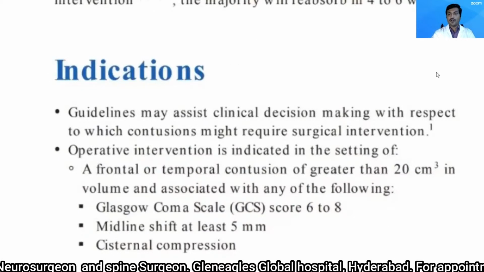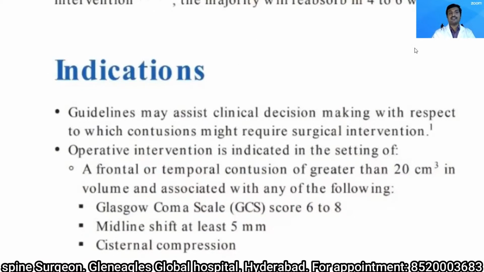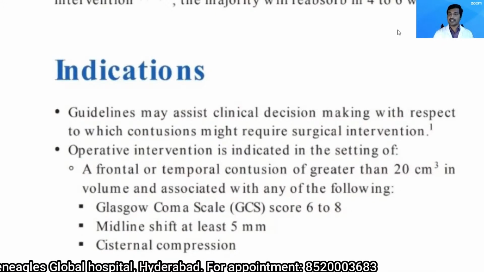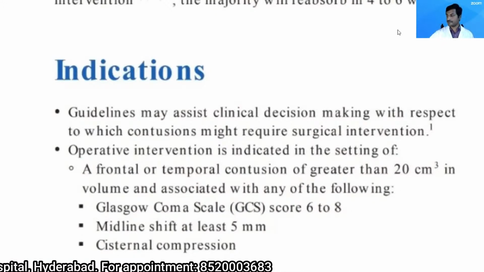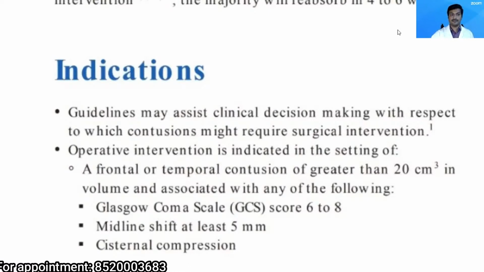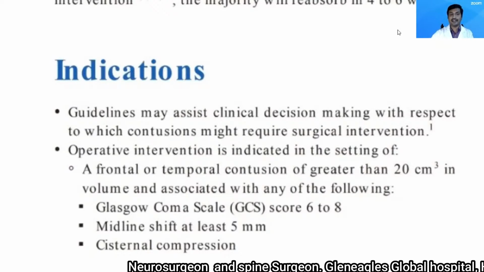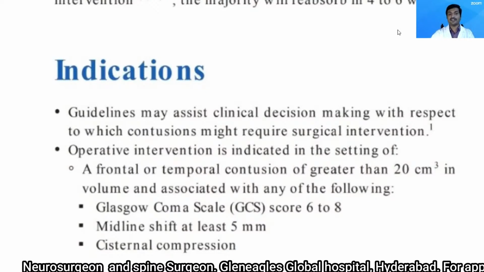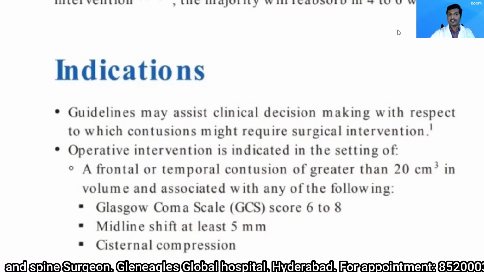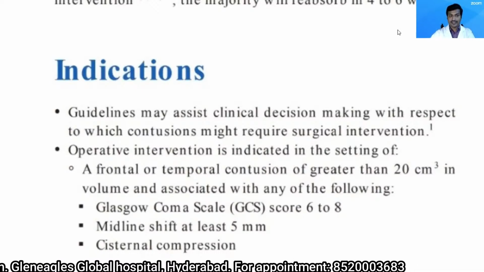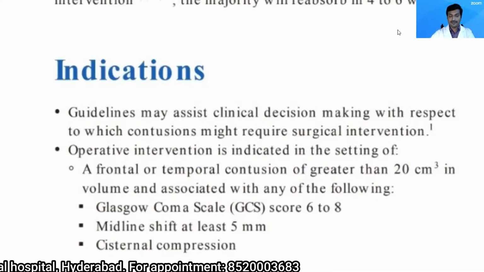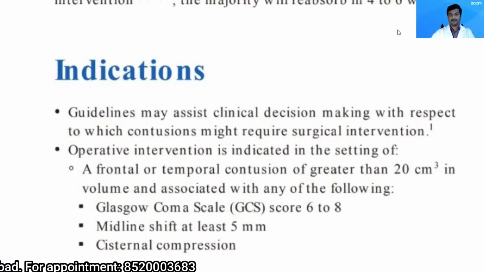Before I go into the operative procedure per se, let us discuss the indications for surgical intervention in these cases. An operative intervention is indicated in the setting of a frontal or a temporal contusion which is more than 20 cubic centimeters in volume, and which is also associated with one of the following: Glasgow coma scale of 6 to 8, midline shift of at least 5 mm, and cisternal compression.